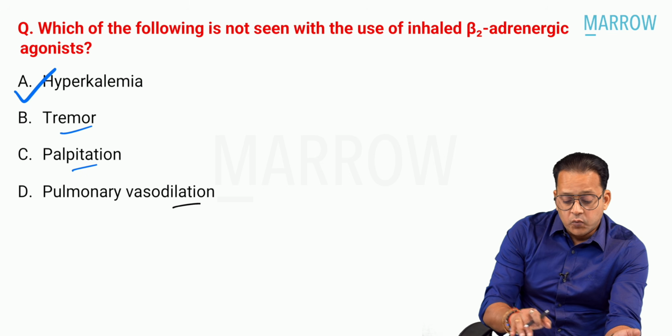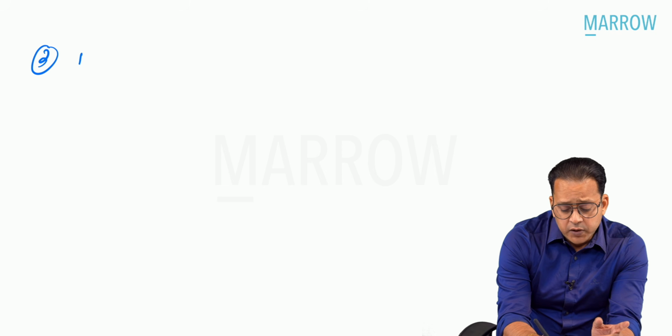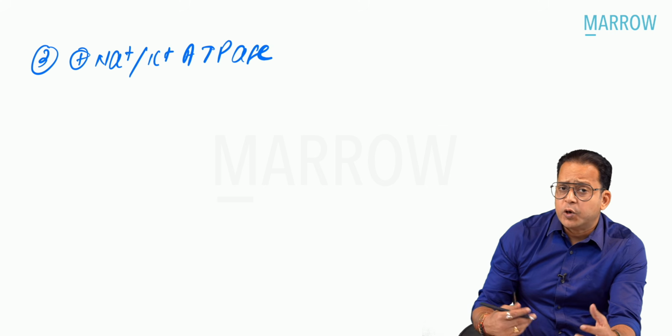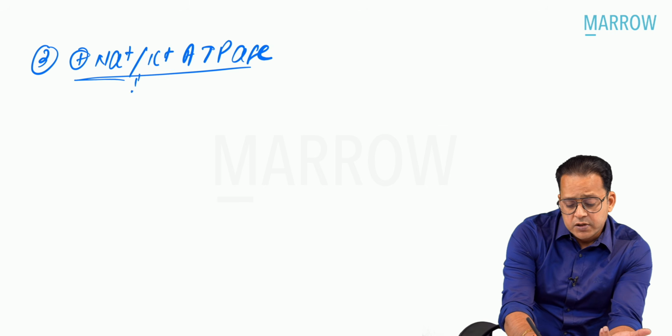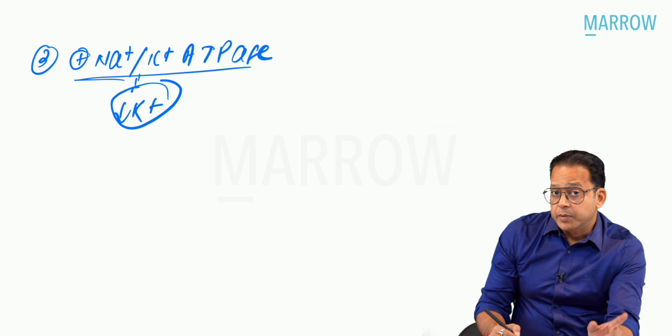Now let us look at what other aspects they have. Whenever I increase cyclic AMP, what does it do? Number one, cyclic AMP stimulates a pump called the sodium-potassium ATPase pump, which is present not only in the myocardial cell but also in the cells of skeletal muscle. And this is what is responsible for hypokalemia. So there is hypokalemia and not hyperkalemia, right?